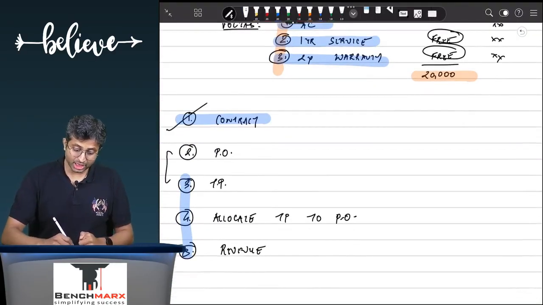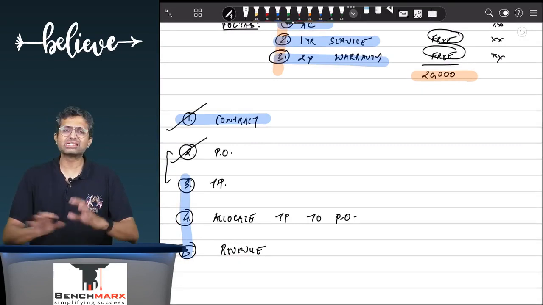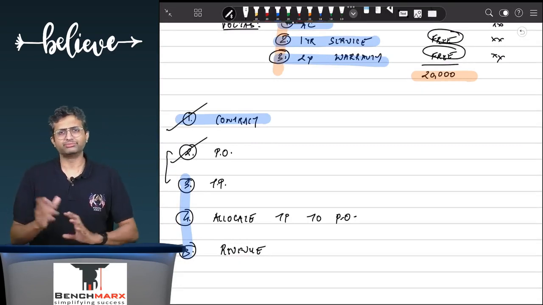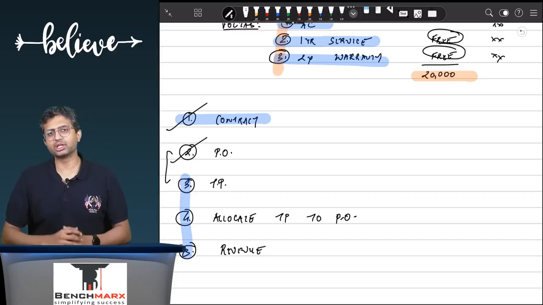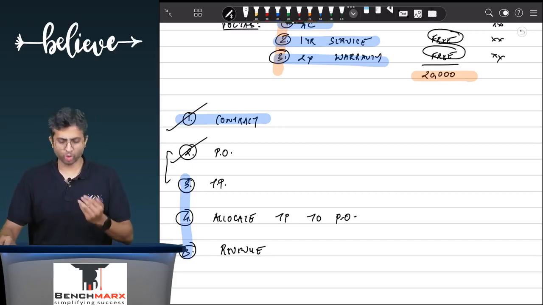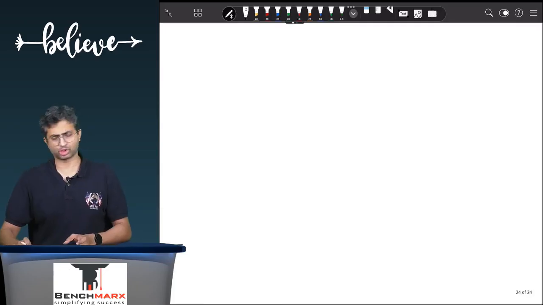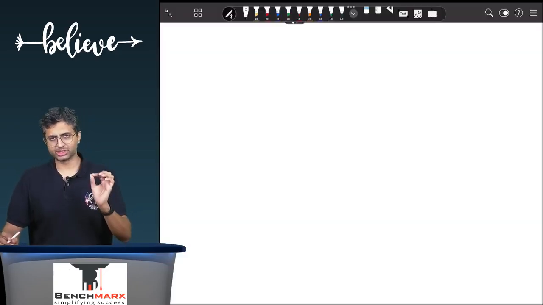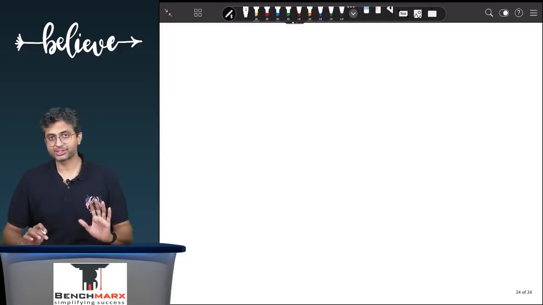Step number 2 is identifying performance obligation. This is largely a theory step. It does not really come directly in the exam. Has a fair degree of ambiguity involved as well. So what do you mean by performance obligations? Performance obligations essentially means promise.